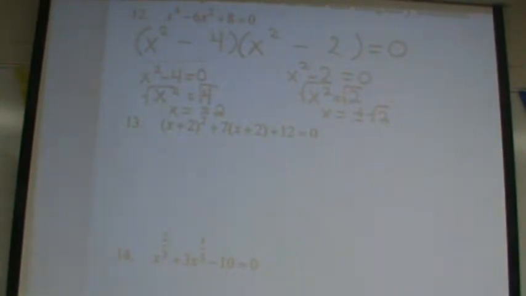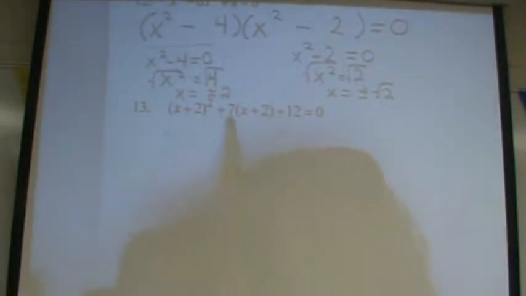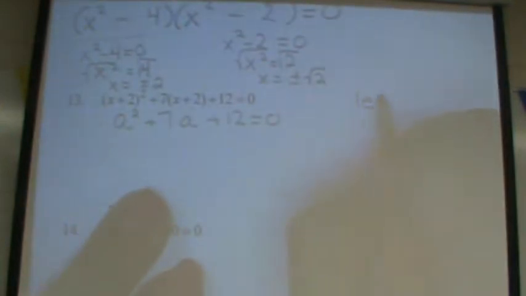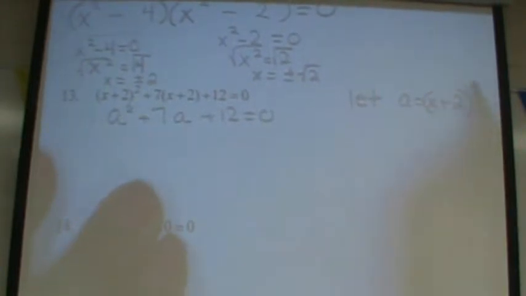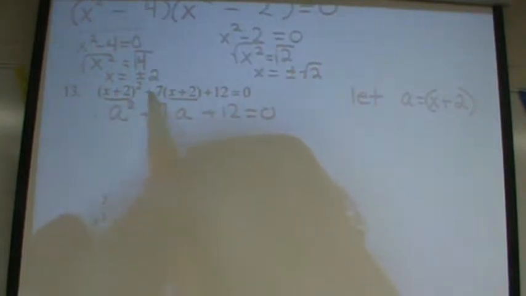Number 13. For number 13, you should see this one. You should see x plus 2, the quantity squared, plus 7 times x plus 2, plus 12. You're going to remove this x plus 2 for a second. Pretend like this says a squared plus 7a plus 12. So in other words, for a minute, let a equal x plus 2. So we're going to replace this x plus 2 for just an a. So we're going to write a squared plus 7a, and we're going to solve this for a, because this is easy to do that.